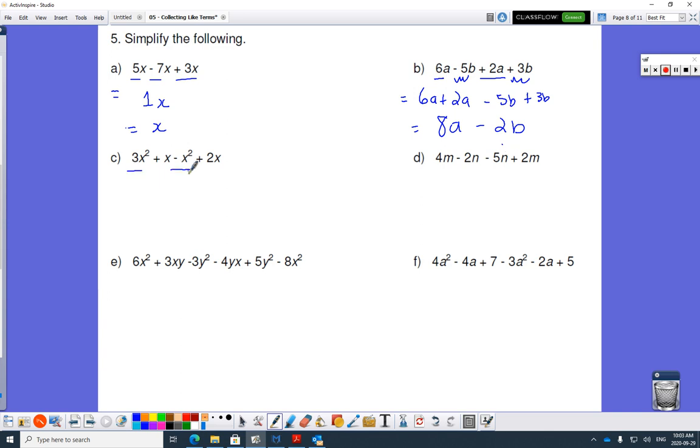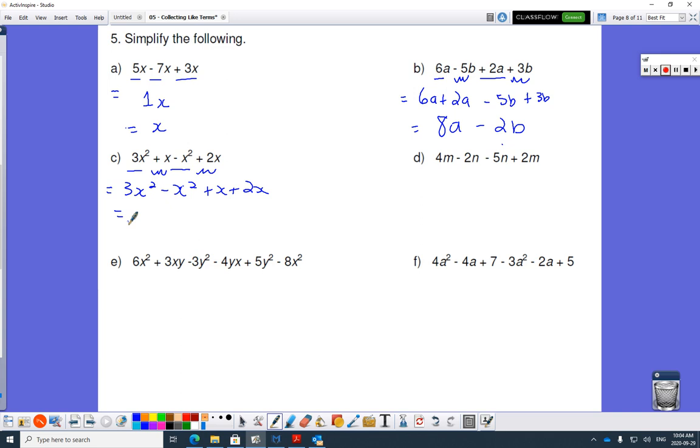3x squared and subtract x squared, or a negative x squared, are the exact same types. They're both x squareds. So I write them together. 3x squared minus x squared. Get out my fancy lightning underlining. Positive x goes with positive 2x. And then just add together the like terms.